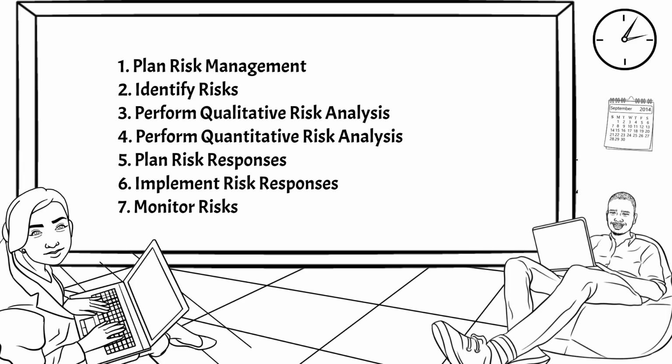Planning risk responses is the process where we come up with how to handle a risk, what to do with it. Implement risk responses: we just finished deciding how to handle the risk, now let's do it. And monitoring risks. Risks are identified, risk responses are put in place. Now we monitor to watch if the risk does in fact come to happen.